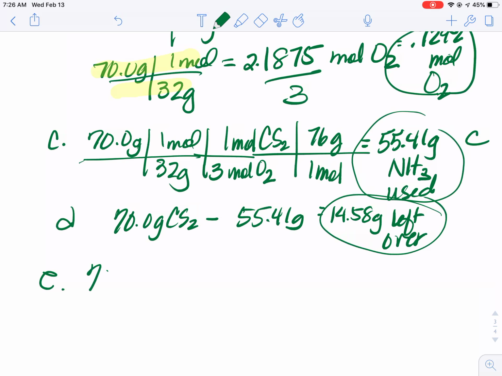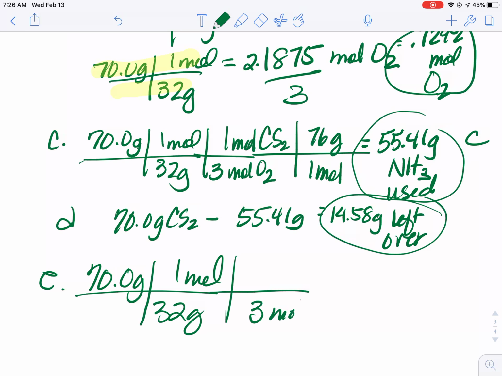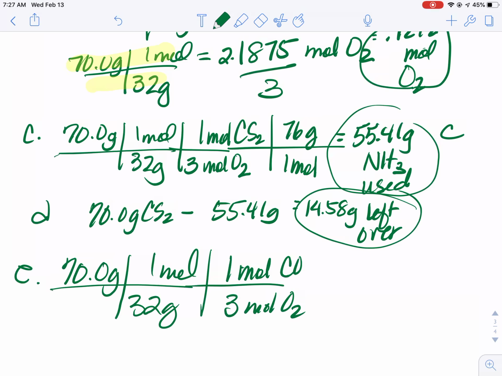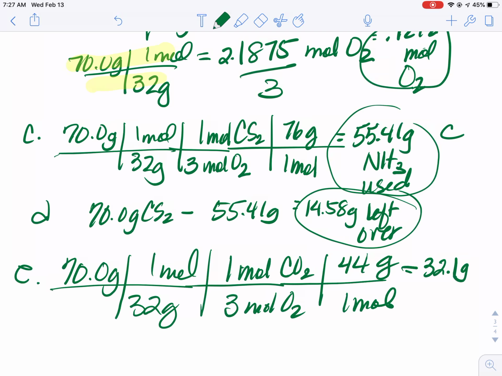So once again, we start 70 grams of oxygen divided by 32 grams in 1 mole. Our ratio of oxygen to carbon dioxide is 3:1. Molar mass of carbon dioxide is 44 grams in 1 mole. That gives us 32.1 grams of carbon dioxide produced.